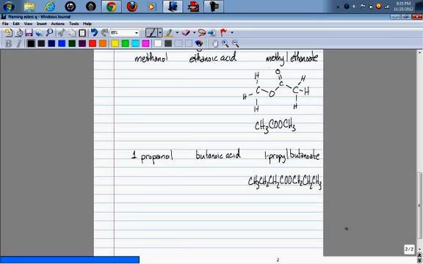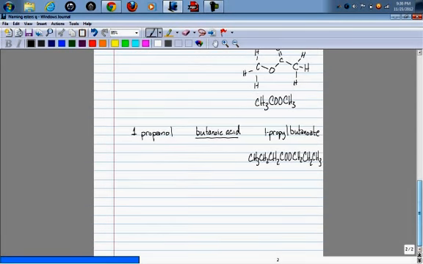Esters are known for their fragrant smells, usually pleasant, like pineapple, coconut, apple, peach, etc. Ironically here, butanoic acid smells pretty bad. It's one of the acid components of vomit, which makes it smell pretty bad. But when you react that with propanol, you could change that into an ester that smells pretty good. All right, so that's how to name esters.